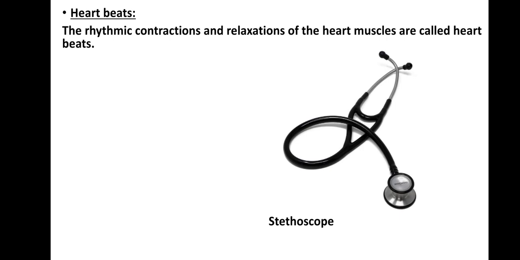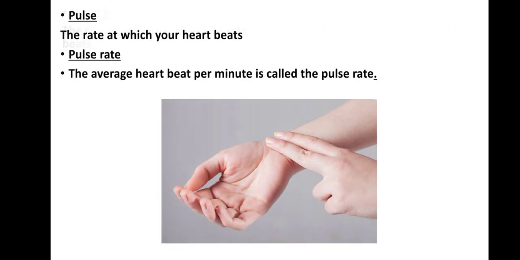As our heart beats and forces blood throughout our body, we can feel a throbbing sensation at different parts of our body like the wrist, neck, or upper arm. This throbbing sensation is called pulse.